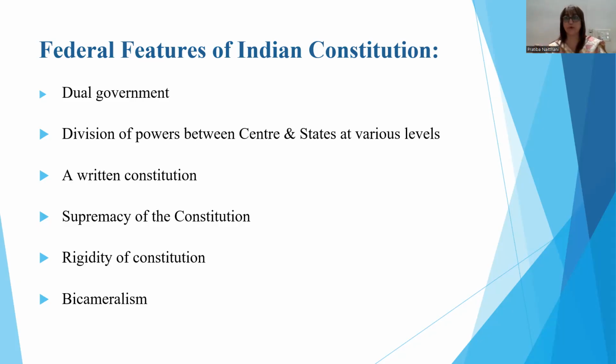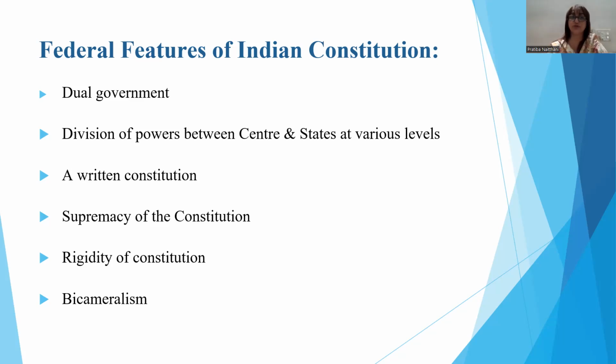First and foremost, and most importantly, we have a dual set of governments, two governments. We have a government in the center, that is the central government, or what we call the Union of India, having its authority over the entire territory of India. And then we have the state governments, which have some level of autonomy. They enjoy some freedom, some power, but they are under the authority of the central government. So we have a dual government, and that is one of the most important features of any federation.